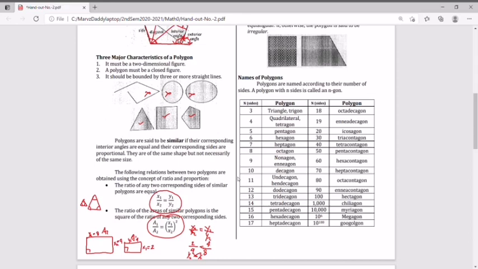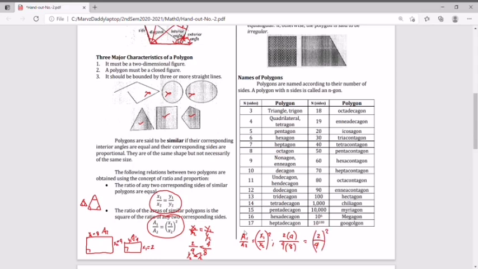So A1 over A2 is equal to x1 over x2 squared. For A1, the area is 2 times 4, the area of a rectangle. Over A2, the area of the second polygon is length times width, so 4 times 8. Our x1 is 2 over x2, which is 4, and squared.